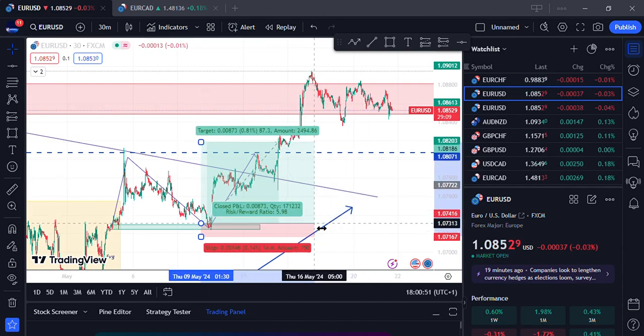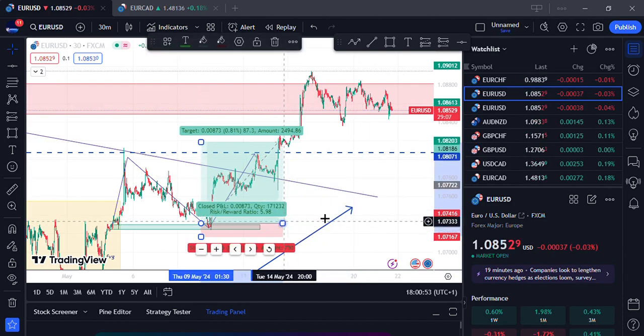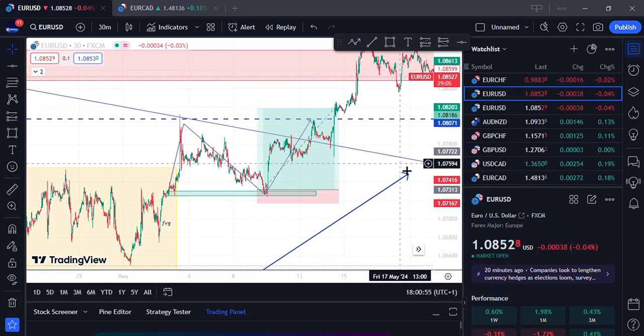Trading after the pullback is the best way to trade the ranging market because you are certain and you are sure that a new trend has started. So you are playing safe in the market. You don't just want to enter the trend blindly. You don't just want to rush into the market.